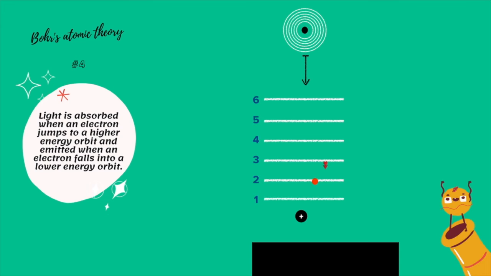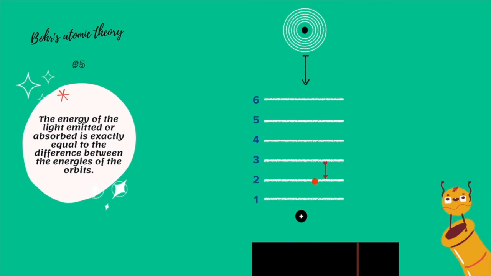The transition from the third orbit into the second orbit will emit red light. The transition from the fourth orbit into the second orbit will emit blue-green light. The transition from the fifth orbit into the second orbit will emit blue-violet light. The transition from the sixth orbit into the second orbit will emit violet light.